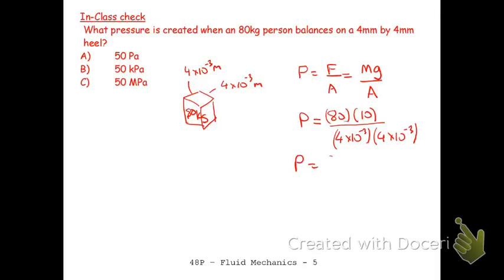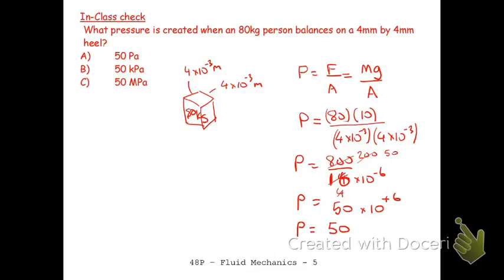So pressure is equal to 800 over 16 times 10 to the minus 6. That goes into that 200 times, and that goes into that 4 times, and that goes into that 50 times, if I did that right. So that would be 50 times 10 to the plus 6, because it was on the bottom, now it goes on top. So pressure is equal to 50, if you like, you can call it megapascal.